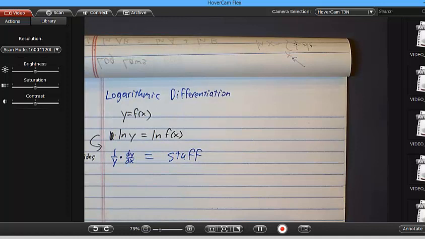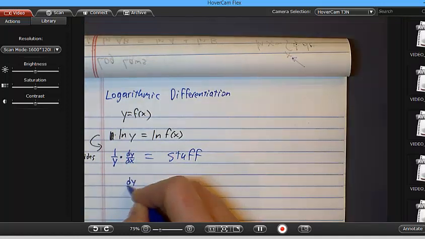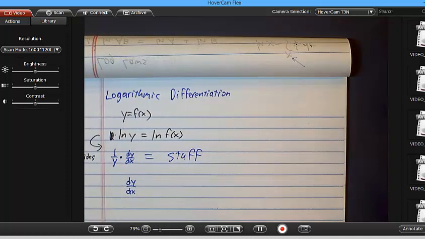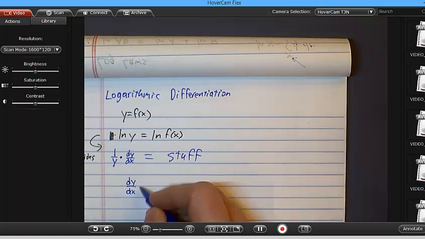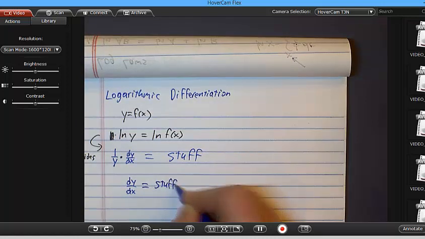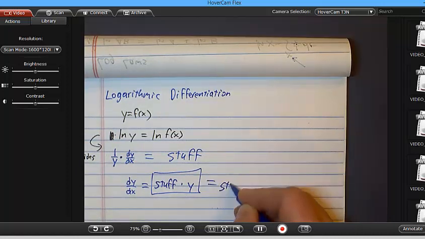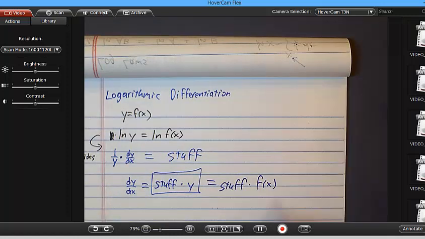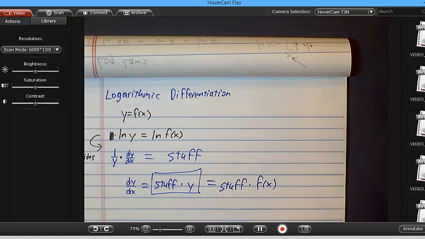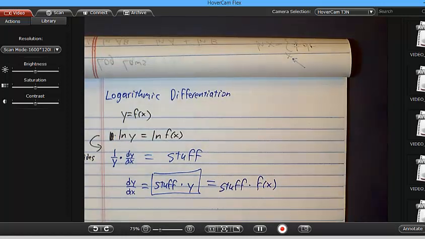Now again, the goal was we want to find dy dx. Well, the answer is this. dy dx will equal stuff times y, or stuff times the original function. That's how it works. So why would we do this? Because in order to compute the derivative of stuff, you can use the log laws. And that really pays off. And so the example I'm going to show you is here on the screen.